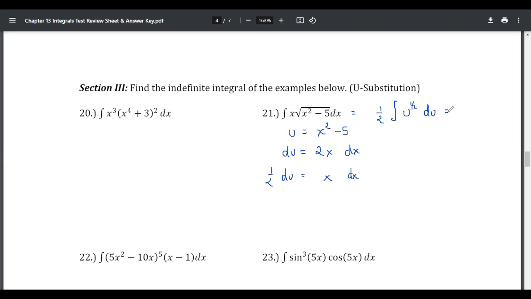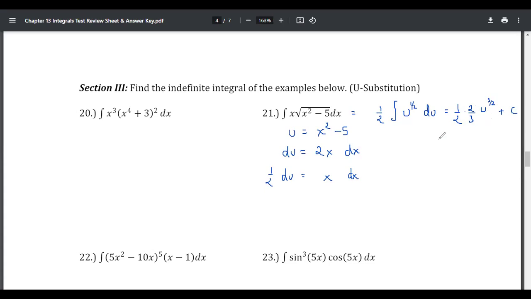Okay. So then you do 1/2 times the antiderivative of u to the 1/2. So then you add 1 to the 1/2 exponent, and then you get u to the 3/2 power over 3/2, and then you flip the 3/2, so it'll be 2u/3. Then you keep the 3/2 exponent on the u, plus c. Good.